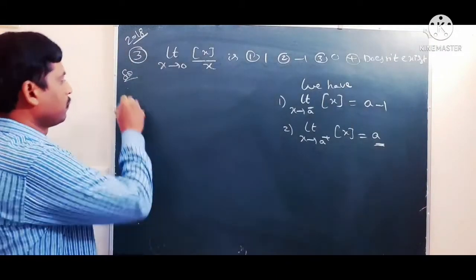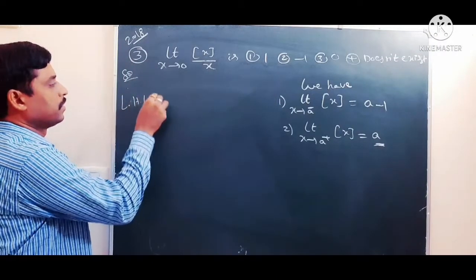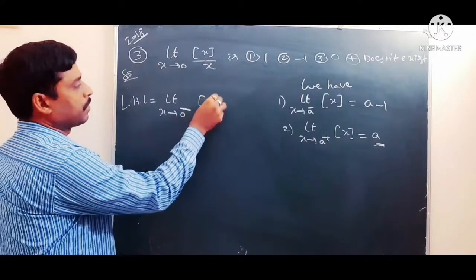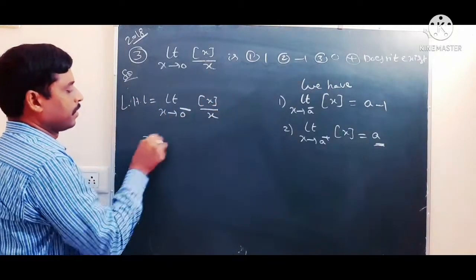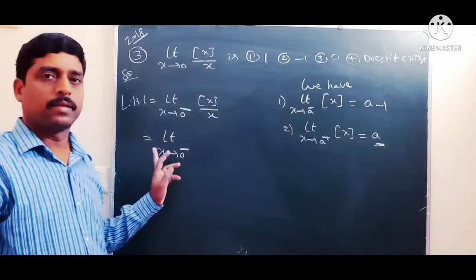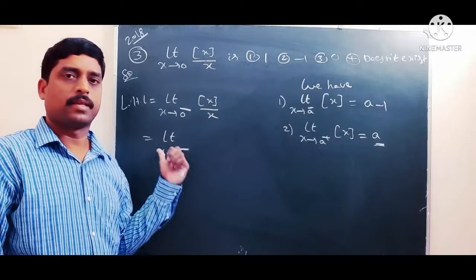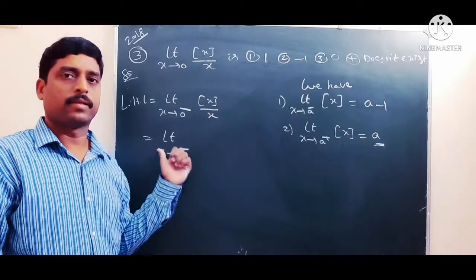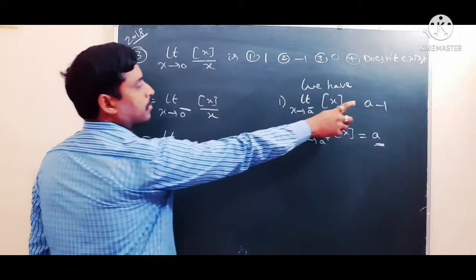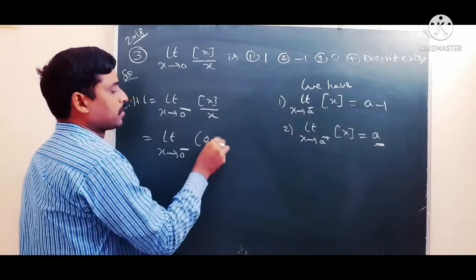Okay, now we have to find the left hand limit. So limit x tends to 0 minus of integral part of x by x. Limit x tends to 0 minus, so x is less than 0. If x is less than 0, then the integral part of x value is 0 minus 1.